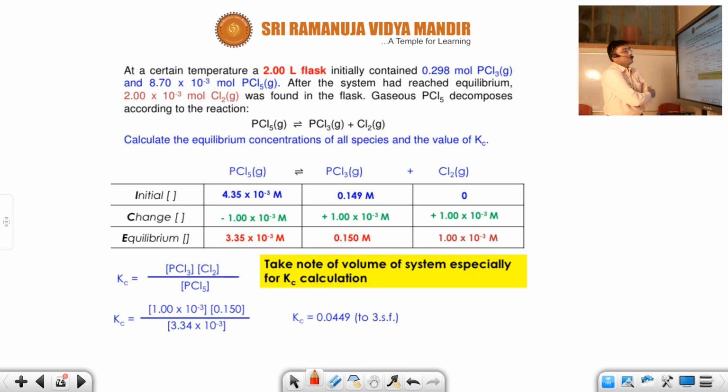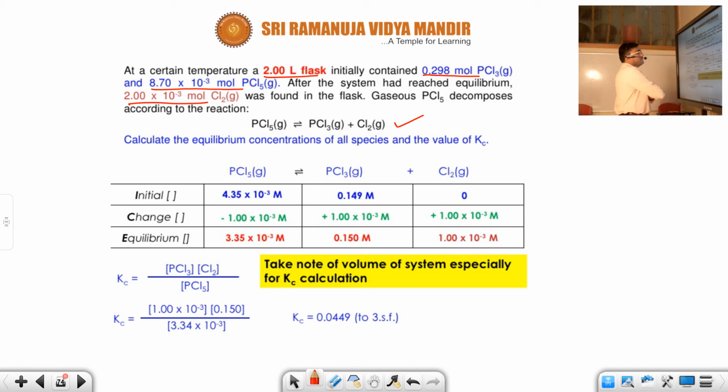Let us see the next question, students. At a certain temperature, a 2-liter flask initially contained 0.29 mole of PCl3 and 8.7 mole of PCl5. After the system has reached equilibrium, 2 into 10 power minus 3 moles of Cl2 was formed. So gaseous PCl5 decomposes as follows. Calculate the equilibrium concentrations of all the species. Very nice question.